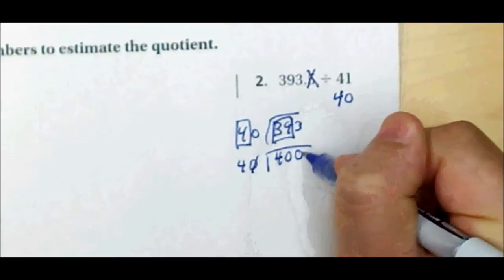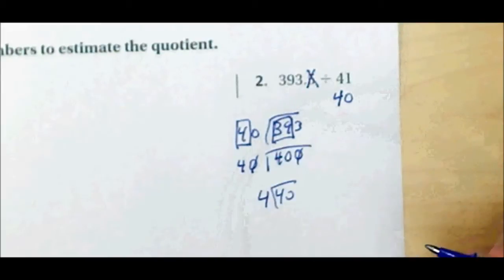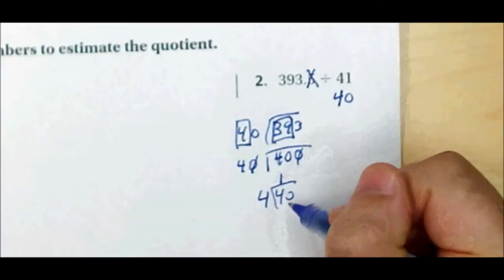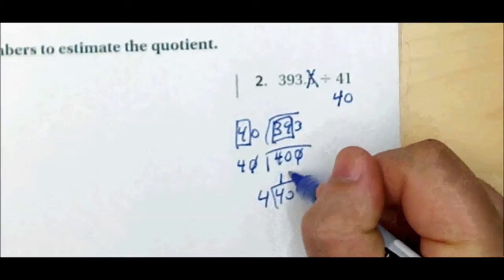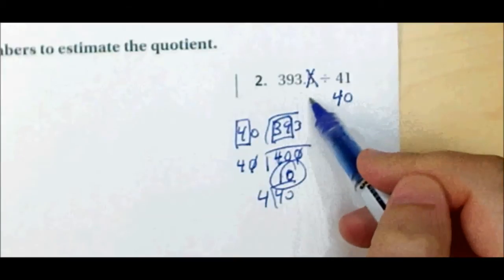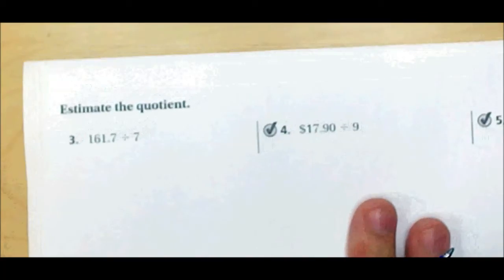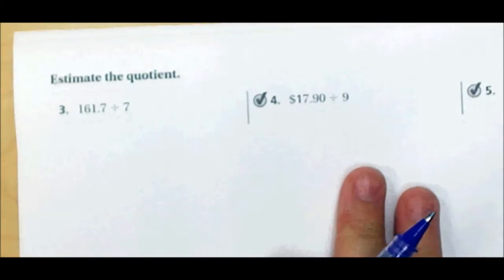Now I can cross out 1 0 on each side, and I get 40 divided by 4. 4 goes into 4 one time, and then I bring up the 0. And 10 is my estimate. 393.5 divided by 41, it's about 10. It's a 10-ish. My next problem is 161.7 divided by 7.